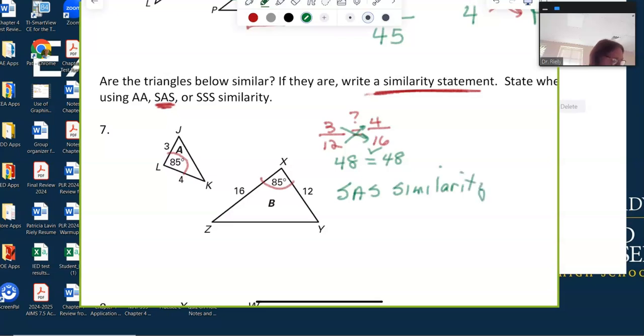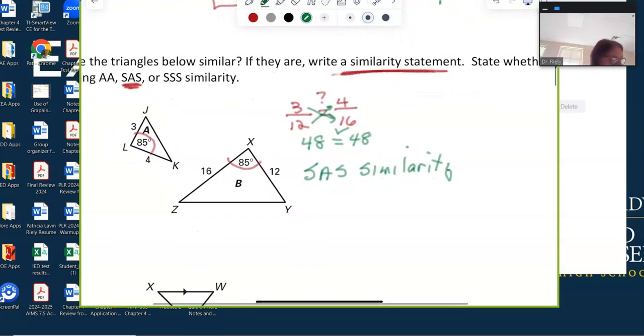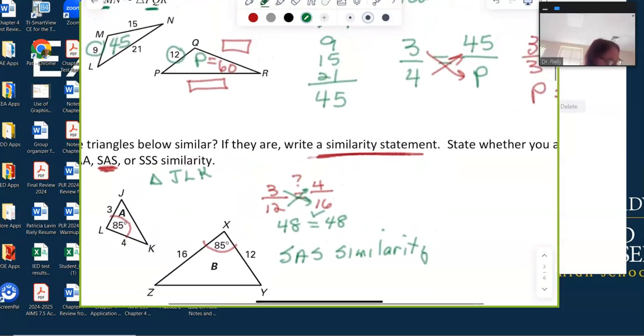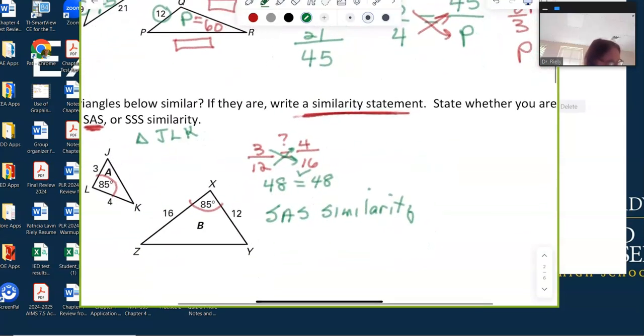Okay, now I'm going to write my statement. Now you've got to be careful because I'm going to go down the small side and start out with triangle JLK. Okay, I went down the small side to the 85. So go down the small side to the 85 on the other triangle, and that's going to be triangle YXZ.